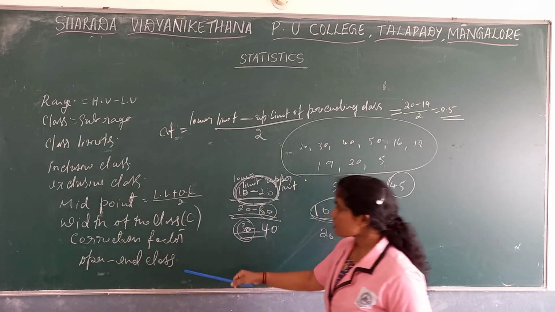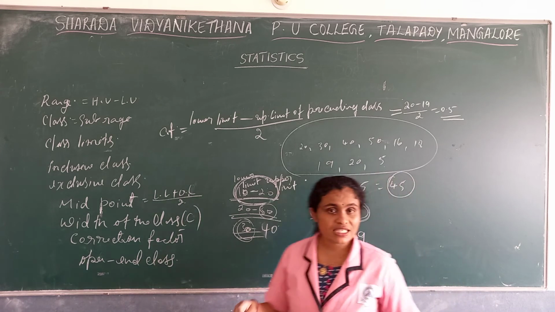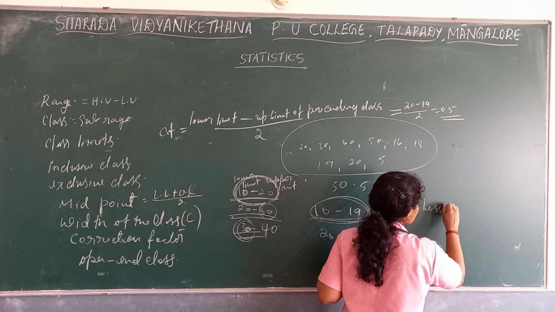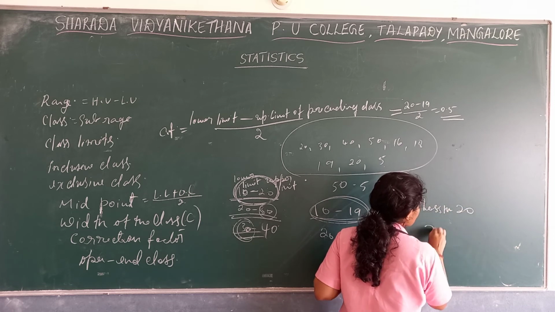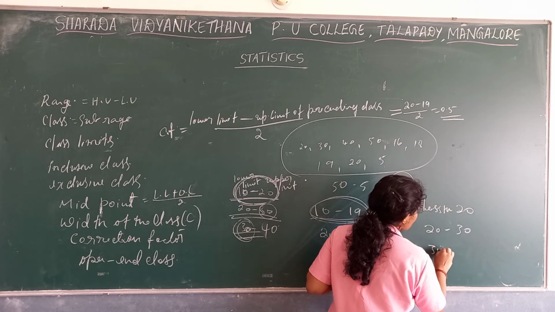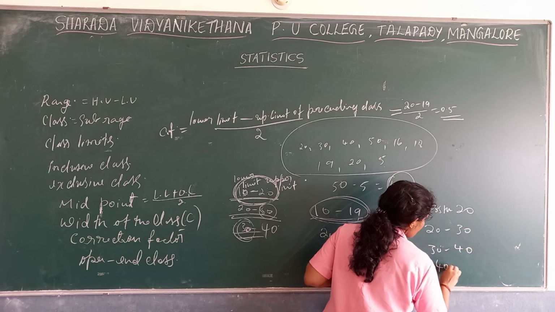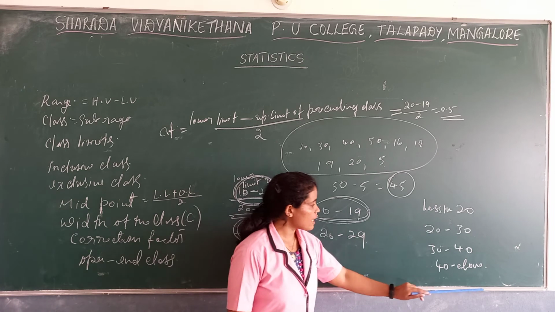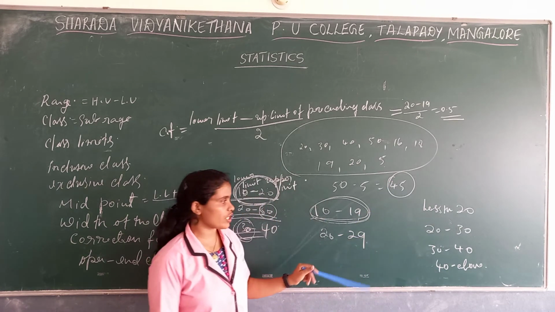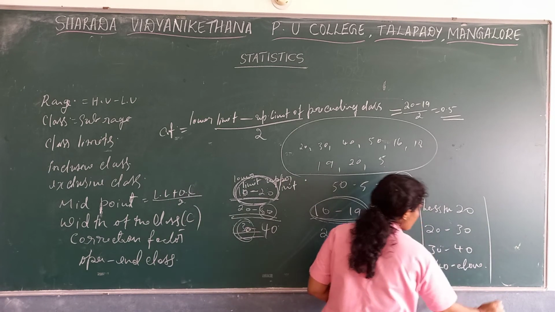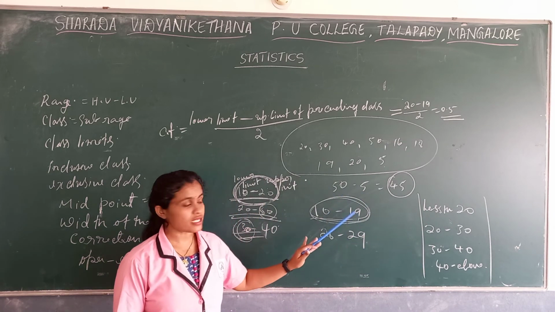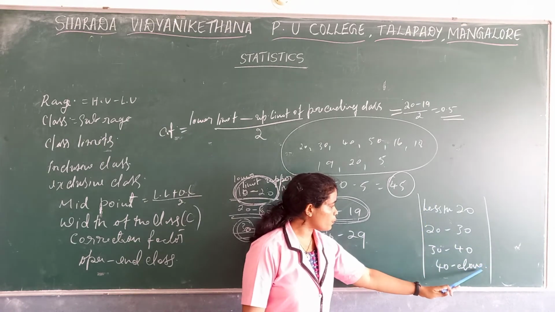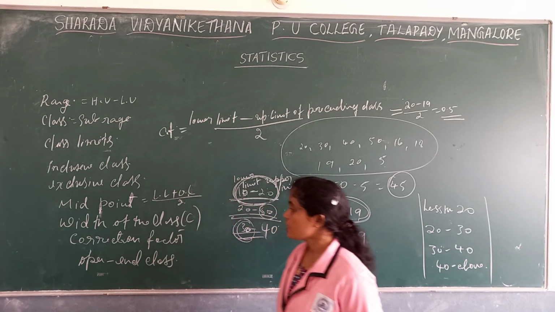Then open-end classes. This we discussed just now. Open-end means a class where there is no lower limit, like less than 20. Then it starts 20 to 30, 30 to 40, then the last one will be 40 and above. A class where lower limit or upper limit is not specified, such kind of classes we call open-end classes. But better avoid open-end classes because we cannot obtain the midpoint for that particular class.